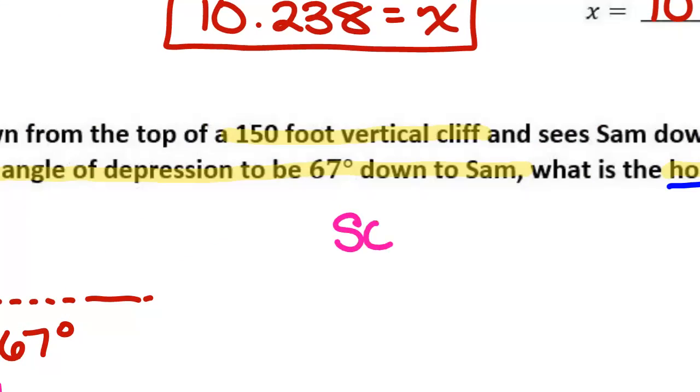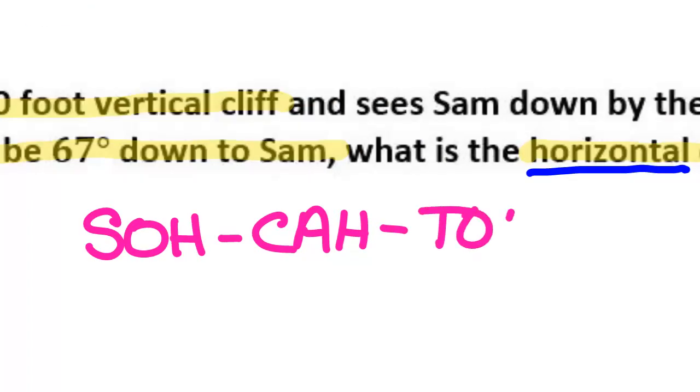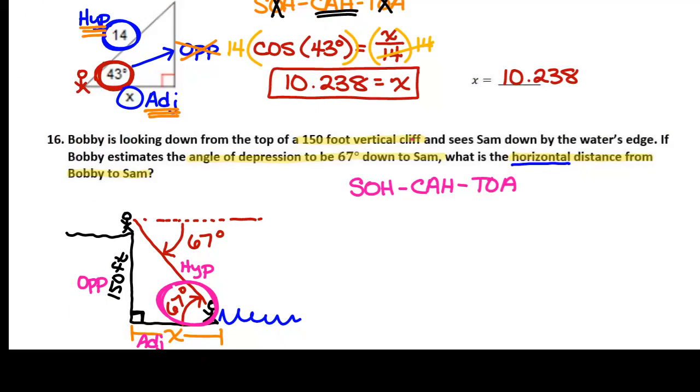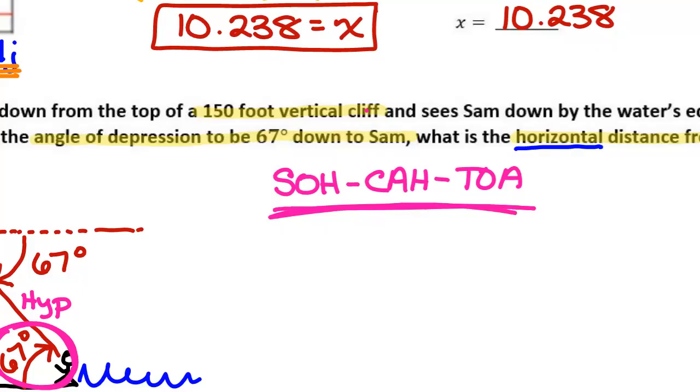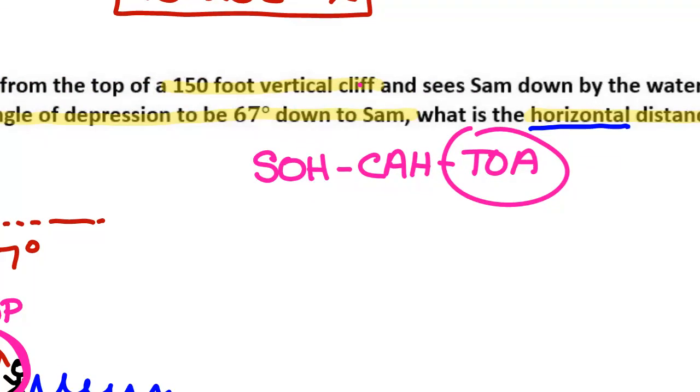All right, so SOHCAHTOA. What are the two sides that we either want to know or that we already have? Adjacent and opposite. Opposite and adjacent. Which ones of these use both the opposite and the adjacent? Tangent. Over here. So we would have tangent of our angle, so tangent of 67 degrees.